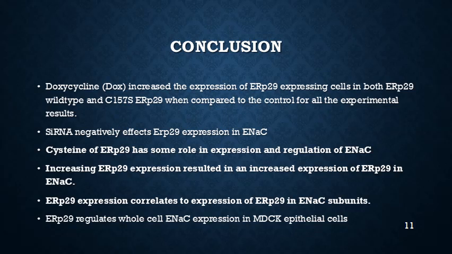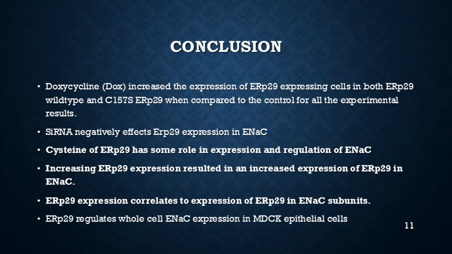So conclusions. Doxycycline, which is also called dox, increased the expression of ERP29 in cells expressing both ERP29 wild type and C157S, when compared to the control for all the experimental results. siRNA negatively affected ERP29 expression in ENaC. The next four are more important conclusions.